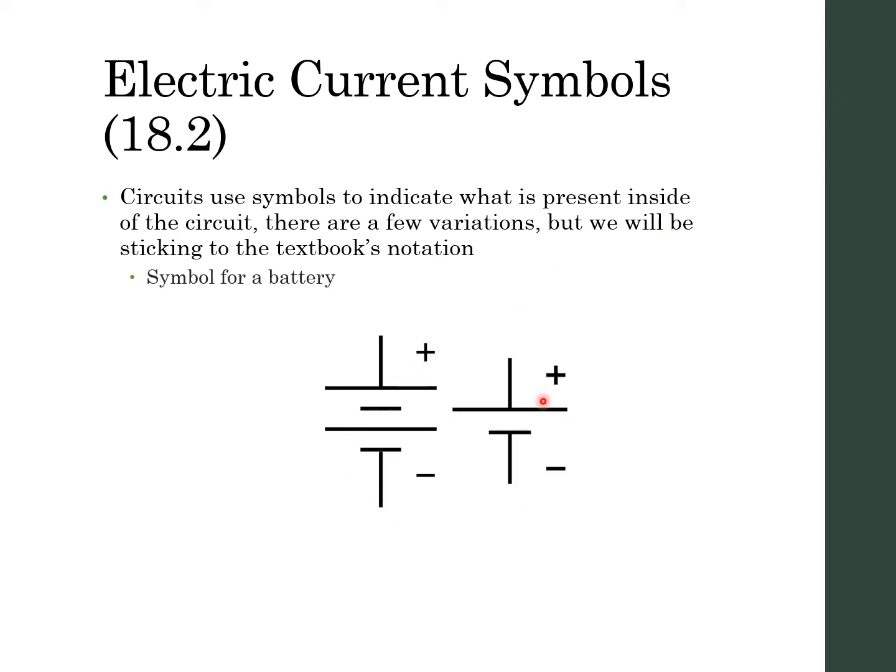So these are the symbols for a battery. You have two different ways: a long line and a short line, or just a single long and short line. The short line corresponds to your negative electrode, and the long line corresponds to your positive electrode. Our textbook is going to be using the single set of lines to express a battery. So that is what our textbook is going to be using.